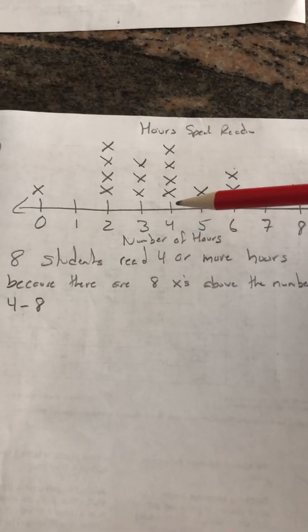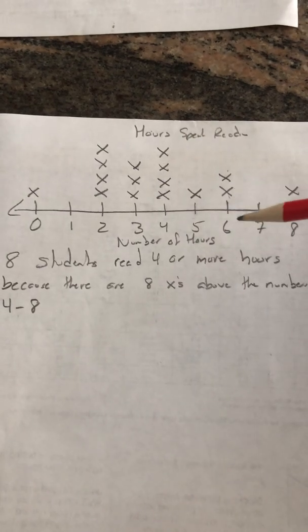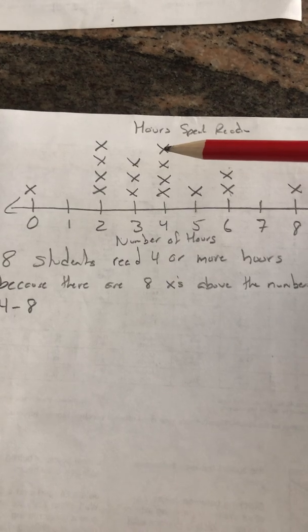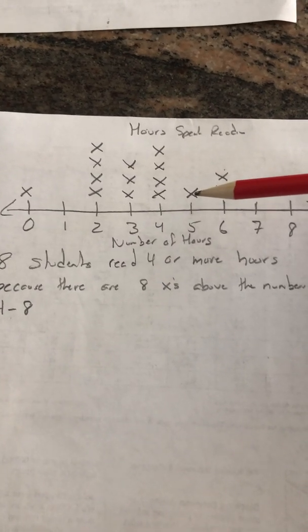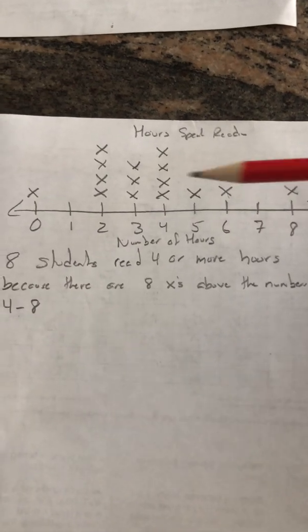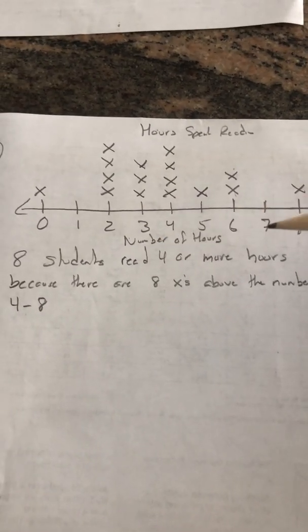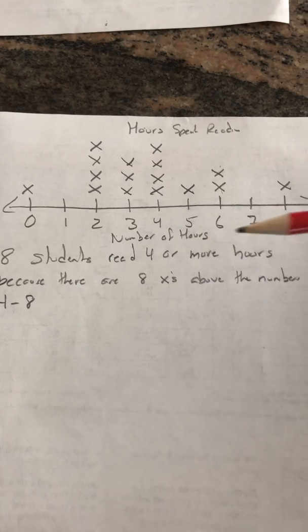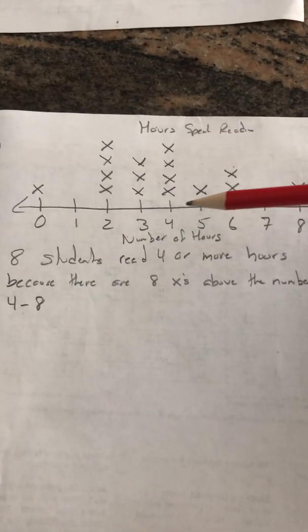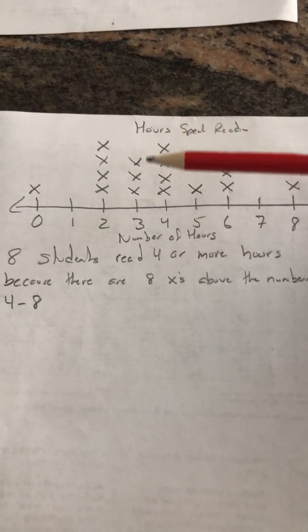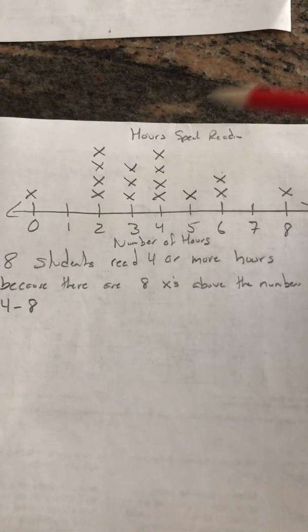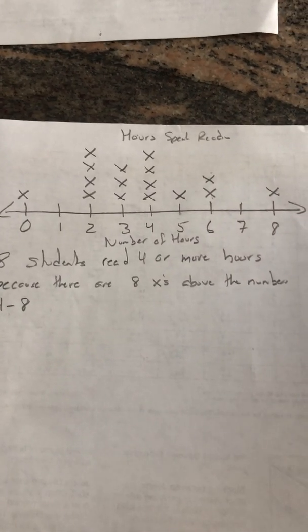And what we want to do is count how many X's are above those numbers. So if I look here, I have 1, 2, 3, 4 there. Another one here would make 5, 6, 7, 8. So I've had 8 students that read 4 or more hours because there are 8 X's above the numbers 4 through 8. So again, all you're doing is counting the X's, because in this case, our X's represent the number of students, or the students that answered for that amount of hours that they read.